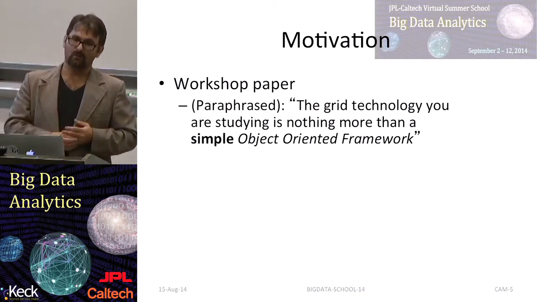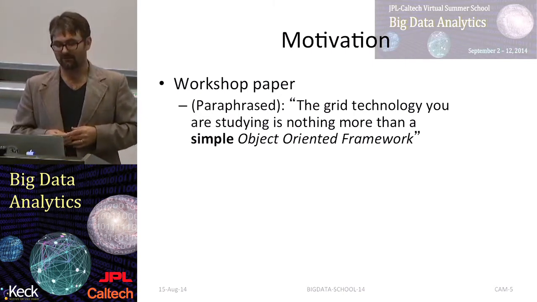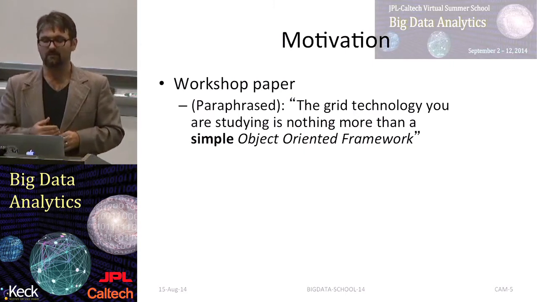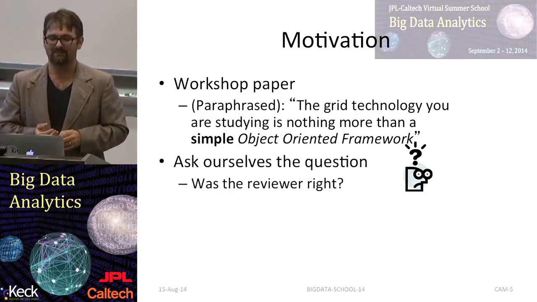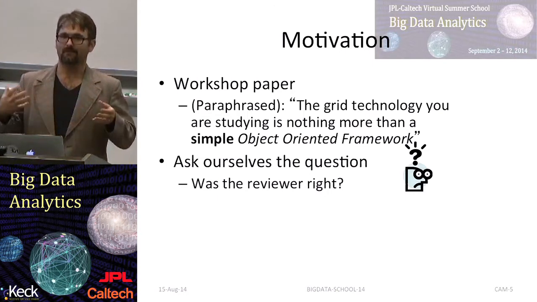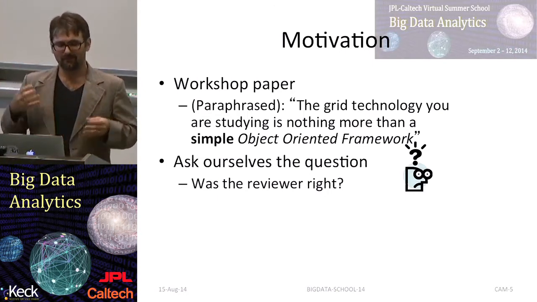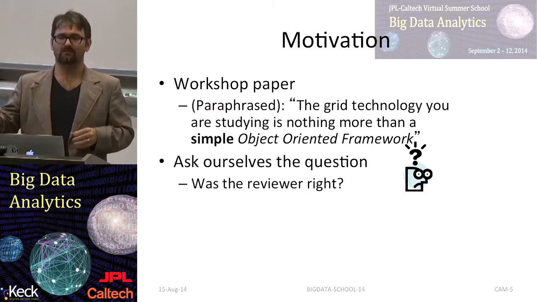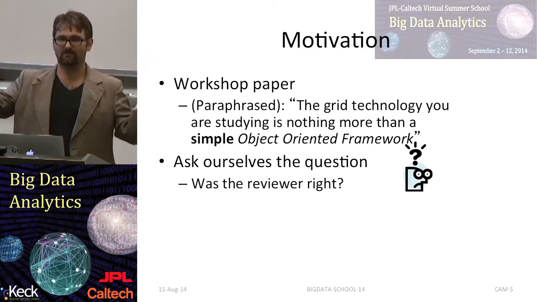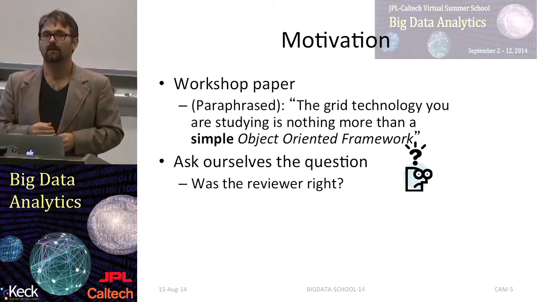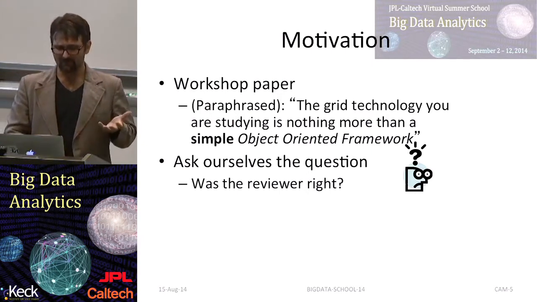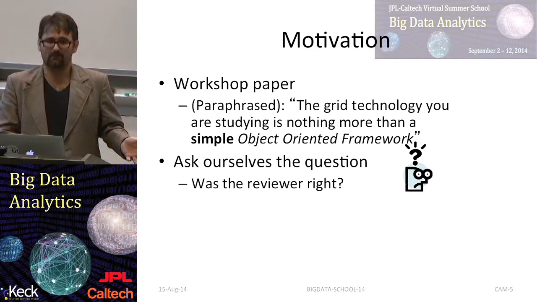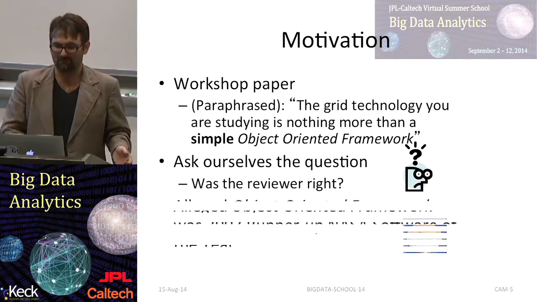We submitted this paper to a workshop. We got back a review. The workshop basically said the grid technology you're studying is nothing more than a simple object-oriented framework. And so we scratched our head and asked, was the reviewer right about this? A simple object-oriented framework really seems to fit, at least by the definition of grid computing in terms of the anatomy and physiology papers and the current literature at the time. So we're wondering, is the reviewer right? How do they know that? And we were also kind of annoyed with the review that we got.